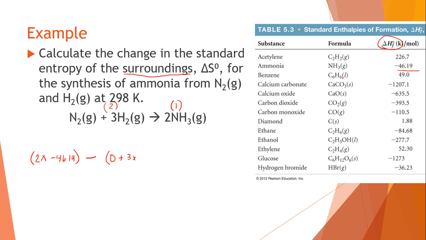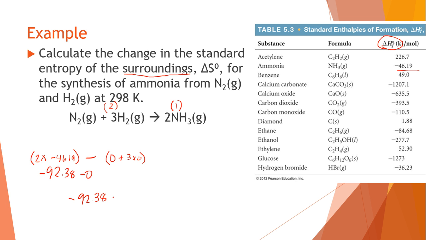once you look for your H2 value, it's not over here. That makes sense. It's an element. It's in its natural form of being a gas. So 3 times 0. So here, when you do 2 times negative 46.19, you're going to get negative 92.38 minus 0. So it's just going to be the following value.